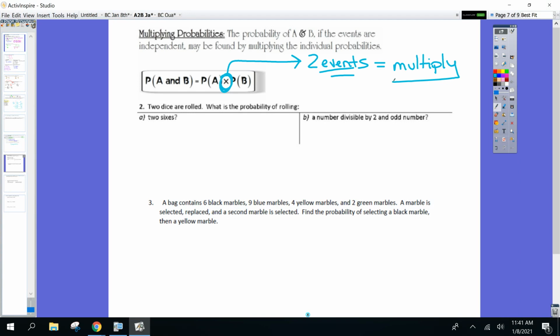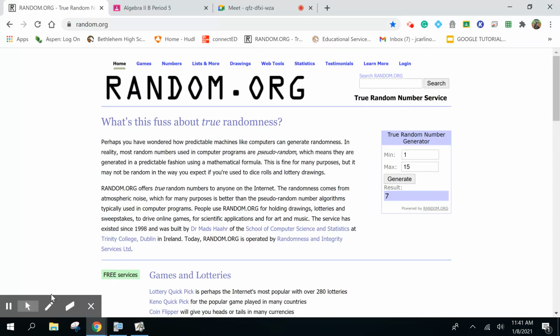Look at number 2. Guys, 2 dice are rolled now. So that tells me I'm about to multiply a couple probabilities together. 2 dice. Not 1 anymore, 2. Oh, you want me to roll more than 1? We're going to multiply the probabilities. So find the probability of rolling 2 6s.